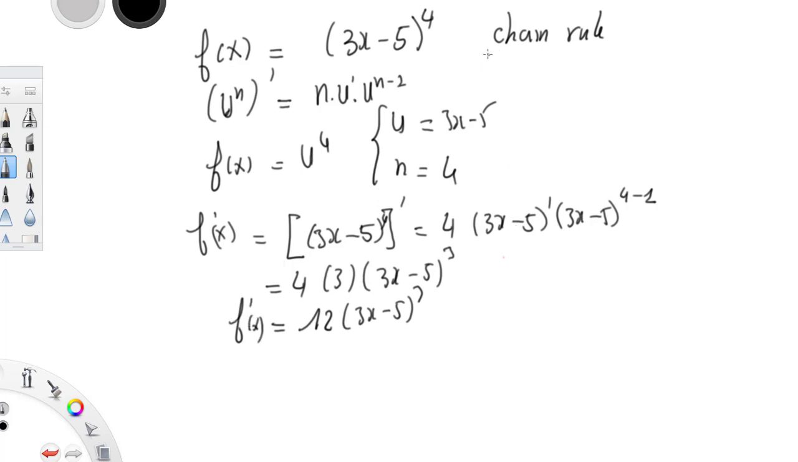And we applied what we said, the chain rule. Okay, this is the chain rule: u to the power of n, prime, equals n times u prime times u to the power of n minus 1. Alright? Okay, let's make another example.